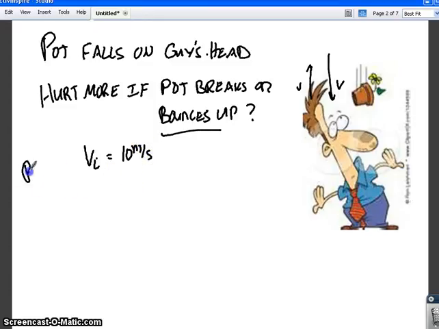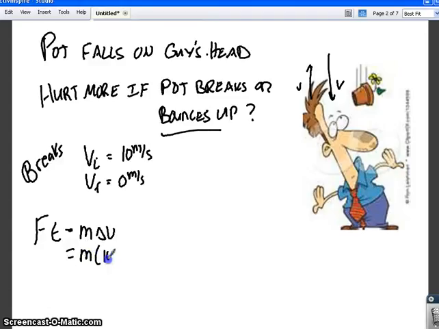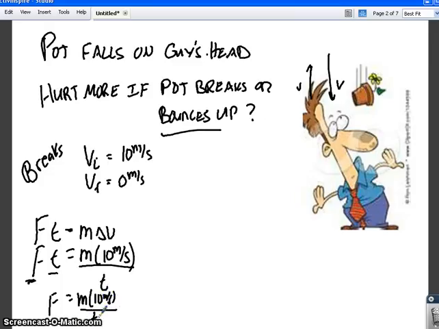And when the pot breaks, the final velocity is 0. So Ft equals m delta v. Well, delta v is now m times 10. Would it hurt more? Well, what we're really solving for is force, so we divide by time, and F would equal m times 10 over time. So this force is what the man's head would feel. Equal and opposite forces: whatever force the pot hits his head with, his head hits the pot with. So this is what we feel.